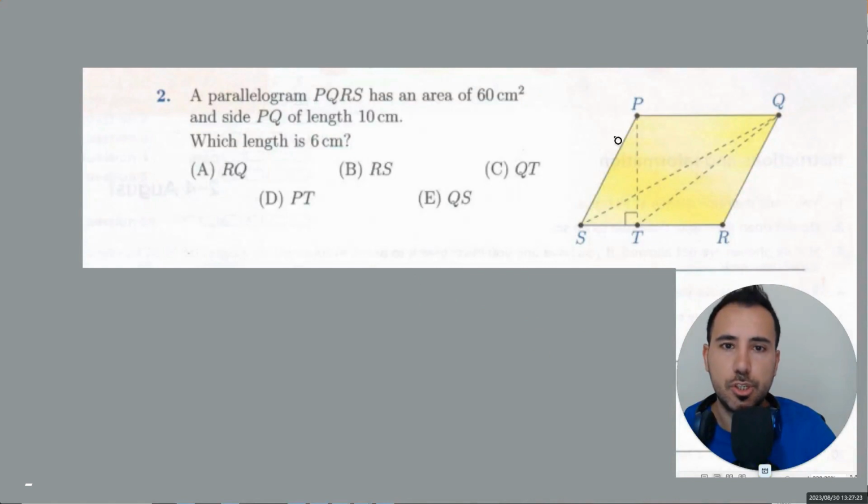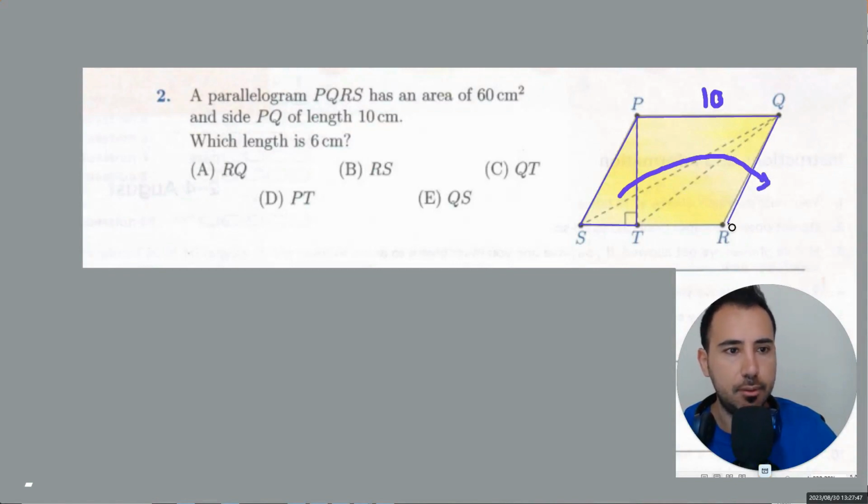Okay, question 2. We know that PQ is 10, and the area is actually 60. So we know that if I cut this triangle and move it all the way to here, the shape we'll have will be a rectangle like this.